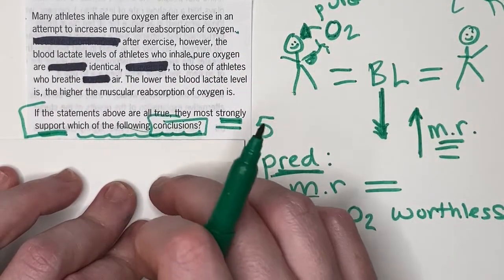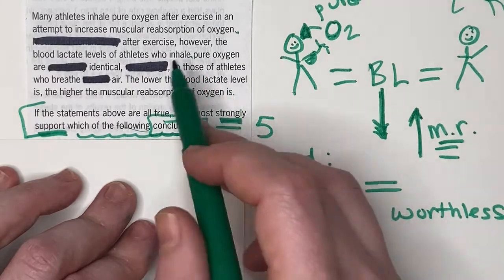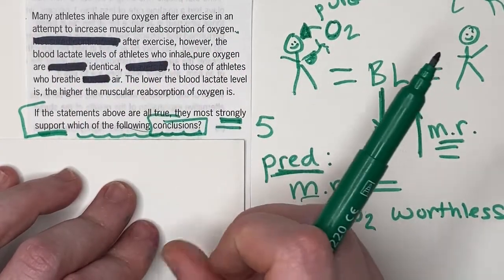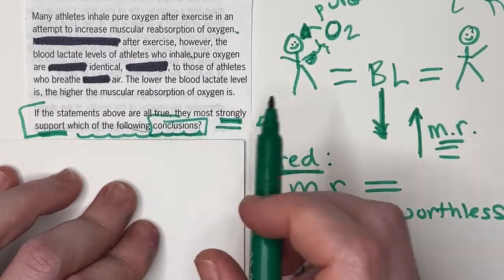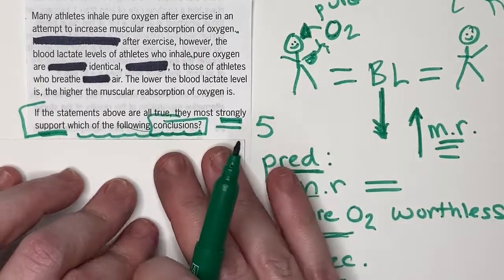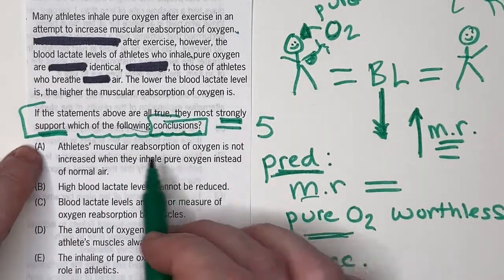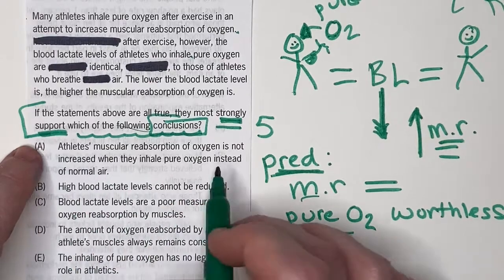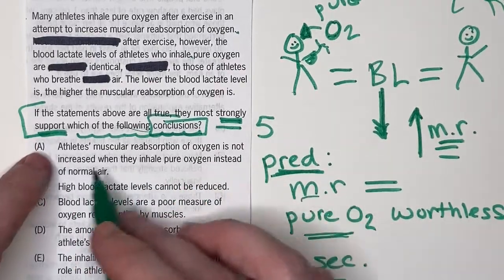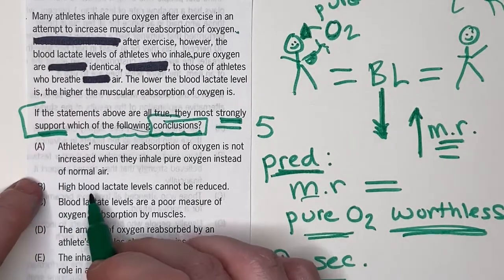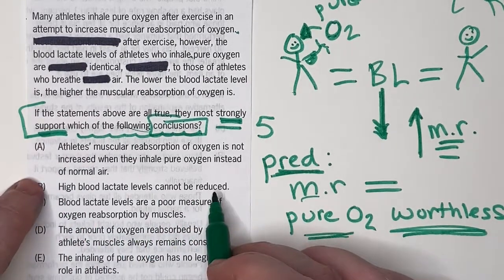It's not the answer choices that make you better at CR. It's paying more attention to the logic of the argument. If there's only one thing I could teach you for CR, it would probably be that. All right, so now let's take a look at some answer choices. A says athletes' muscular reabsorption of oxygen is not increased when they inhale pure oxygen instead of normal air. Yep, that's pretty much what we said. It's worthless.